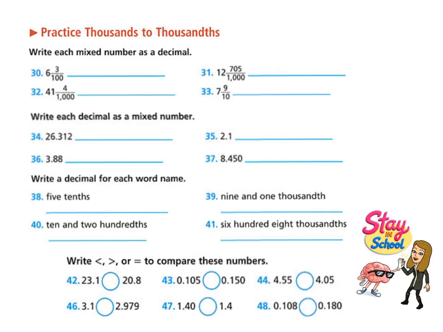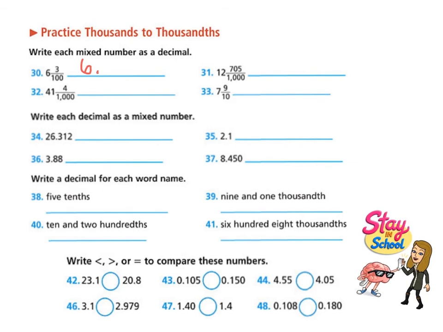So I'm going to do part of this page practicing thousands, the whole number, to thousandths, the decimal, and then part of this page will be your ticket today. So first we're going to write each mixed number as a decimal. So this first one is 6 3/100ths. So remember that whole number out front for the mixed number is also the whole number for our decimal.